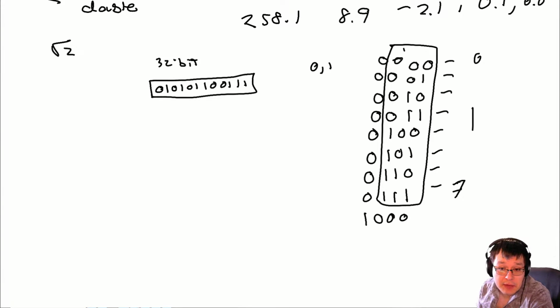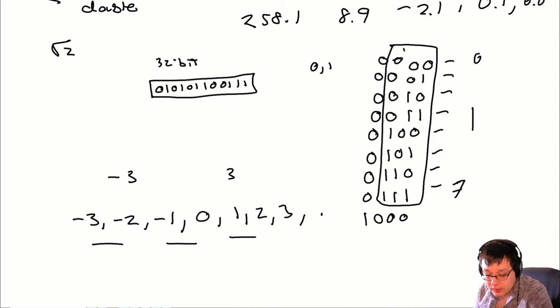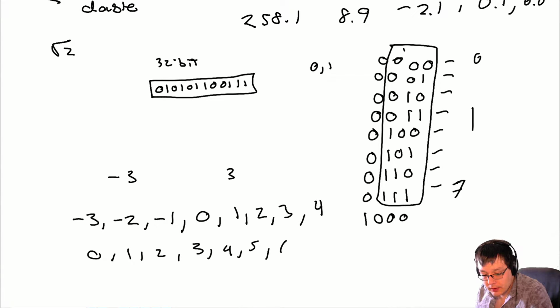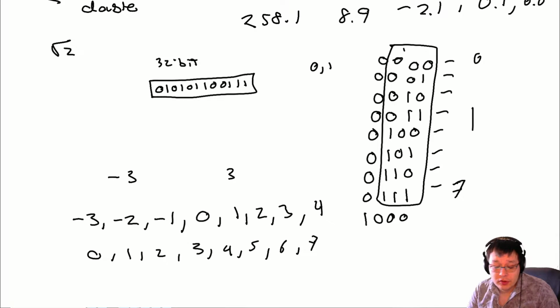So if you want to keep both positive and negative numbers, you would only be able to hold a range from -3 to 3, or maybe to 4. Let's see. It'll be -3, -2, -1, 0, 1, 2, 3, 4. Yeah, so to 4. Okay. Or you could keep them like 0, 1, 2, 3, 4, 5, 6, 7, right? So you could keep either of these. If you want to keep only positive numbers, then you could hold from 0 to 7. If you want to keep some negative numbers, you could hold from -3 to 4.